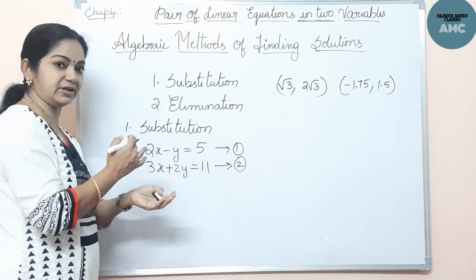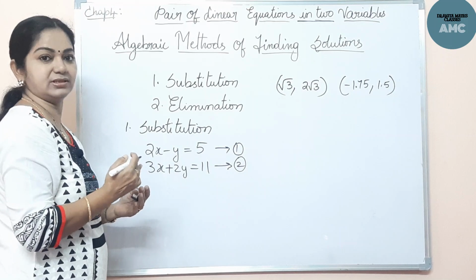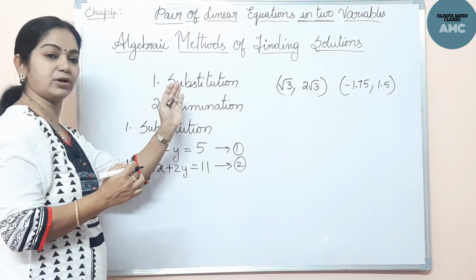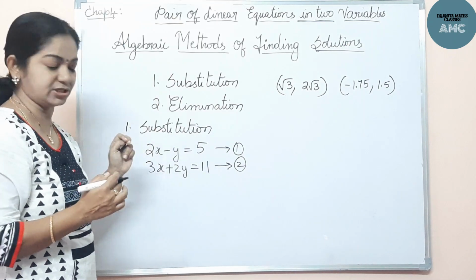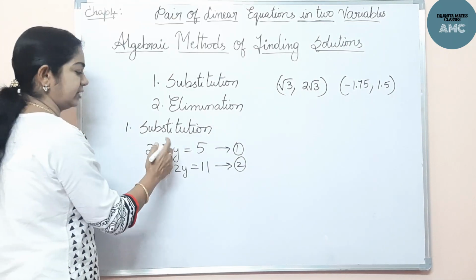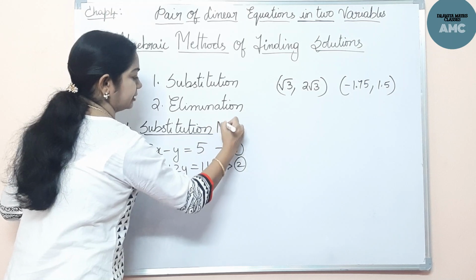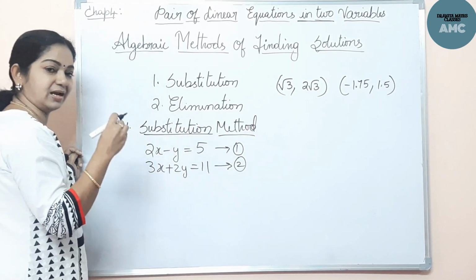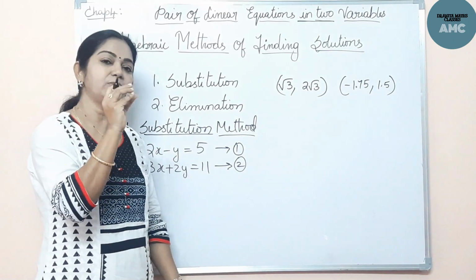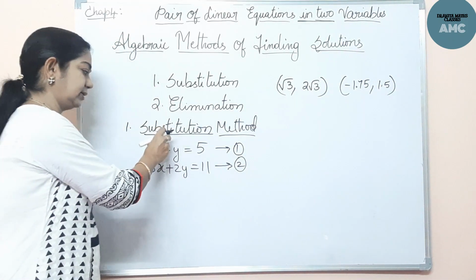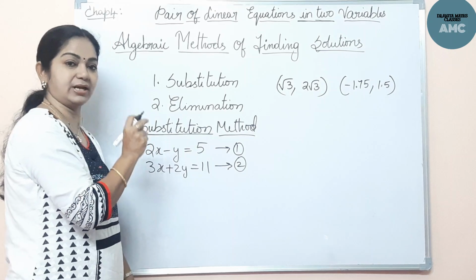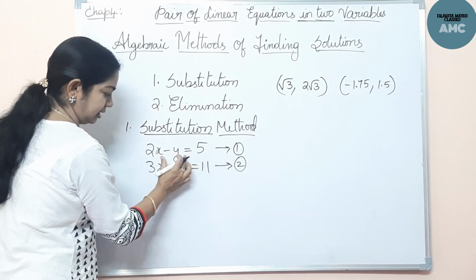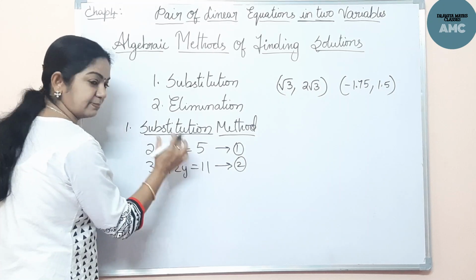We have already solved it through a graph. We formed the table, plotted the graph and got the solution. Now we will be solving it with the substitution method. What is substitution? The word itself tells that we are substituting one variable in the equation. To substitute, let me take the simpler of these two.